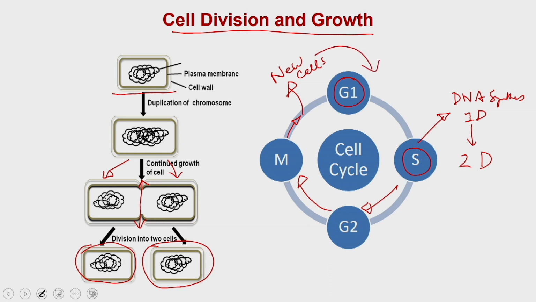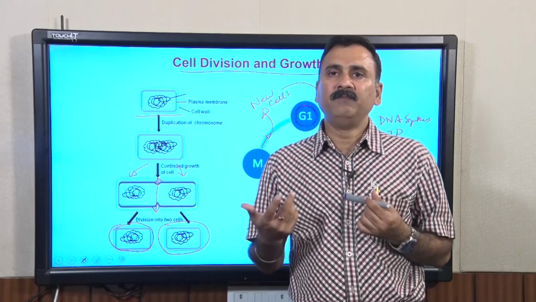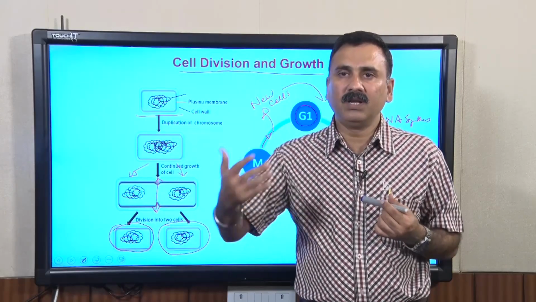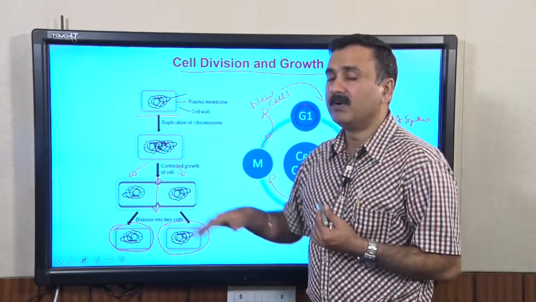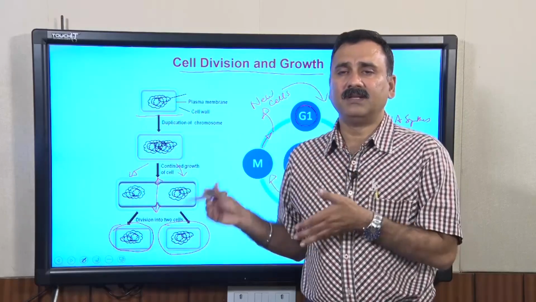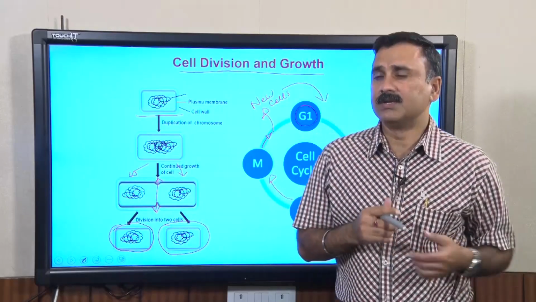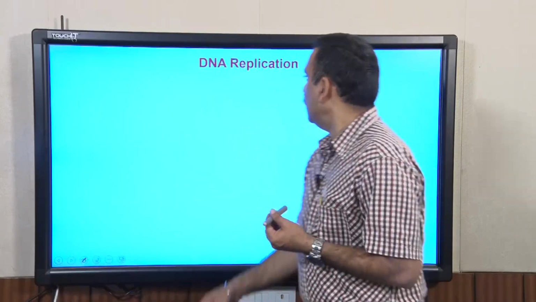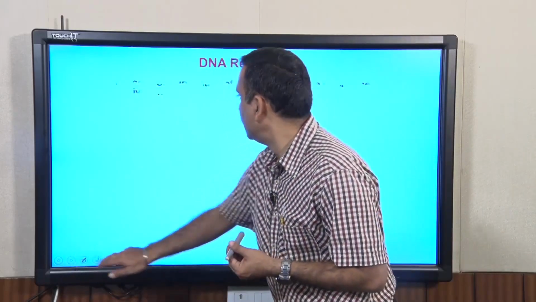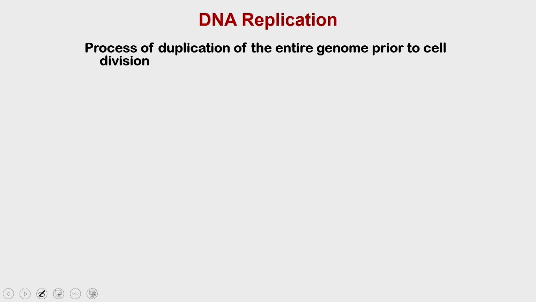This new cell will again perform similar cell cycle reactions. So, what you can see is that if cell division or growth is to be continued, one of the crucial steps is DNA synthesis, whether in prokaryotes or eukaryotes. DNA synthesis allows the duplication of the entire genome prior to cell division. So it is important that you make double copies of the entire genome before the cell prepares for division.